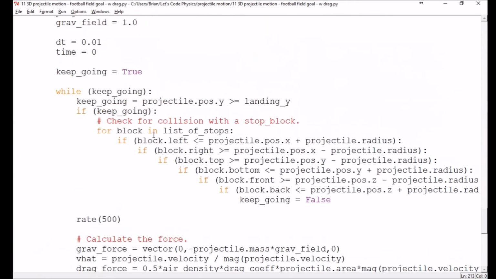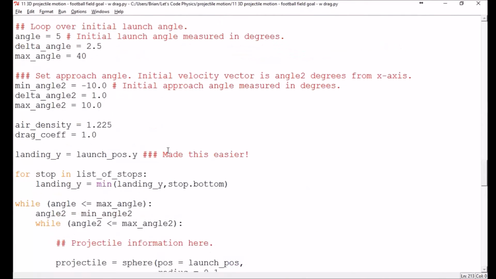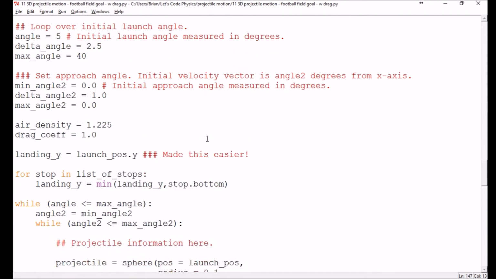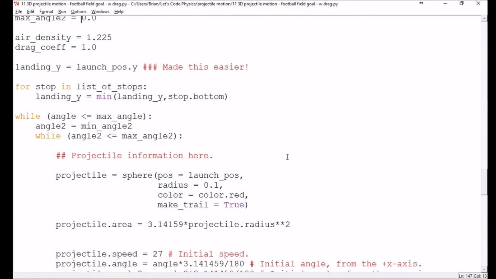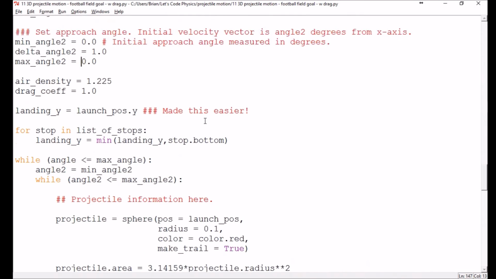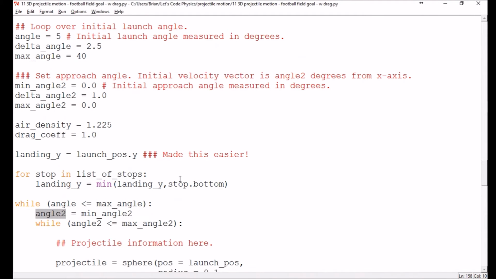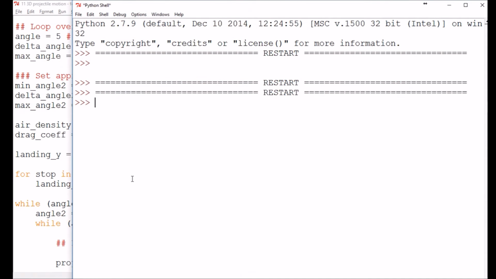And after rewatching the animation, I think I'm going to freeze the value of angle 2. Let's change this to, so this is the approach angle. So this is the one going to the left or right. So let's just have this be a 0. Let's set the maximum to be a 0, and this way it will only loop, it'll only take that one value. I don't believe it changes angle 2 until the end of the code. Yeah, so it starts out at the minimum angle. Okay, so we should just have one loop for that. Okay, so with our drag force in place, let's see how this thing changes.